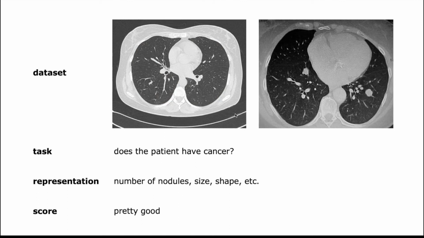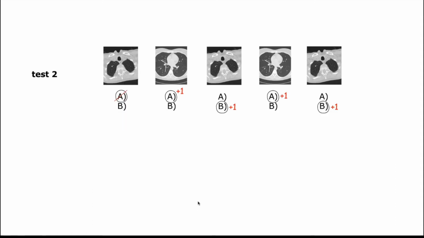Here's an example of a great use of human representations. If you show this to a trained radiologist, they'll be able to tell you if the patient has cancer or not. This is a really complex test. And again, the trained person will use different representations: number of nodules, the size, the shape, et cetera. And they're pretty good. I mean, this is the standard of care. And this is a lung cancer CT scan.